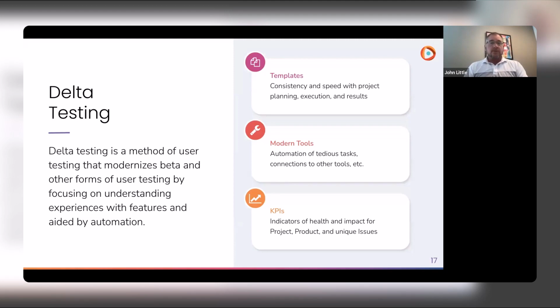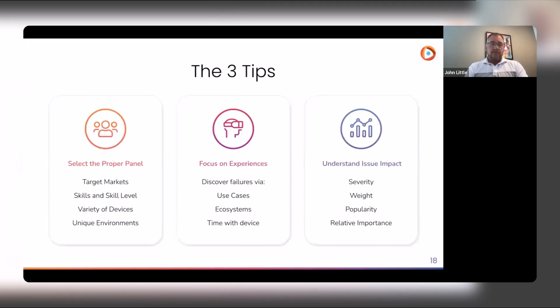And so those are some terms just to talk about before we go back now to our three tips, which is selecting the proper panel, how to select the proper panel, how to focus on experiences, and how to understand the impact of issues that are on your product, which will lead you to a higher quality product on both sides, because beta testing is the only time we have that product, like we talked about just a second ago, that can be sent out to testers for them to use it and give you feedback on it. Up until that point, it's all hypothetical.